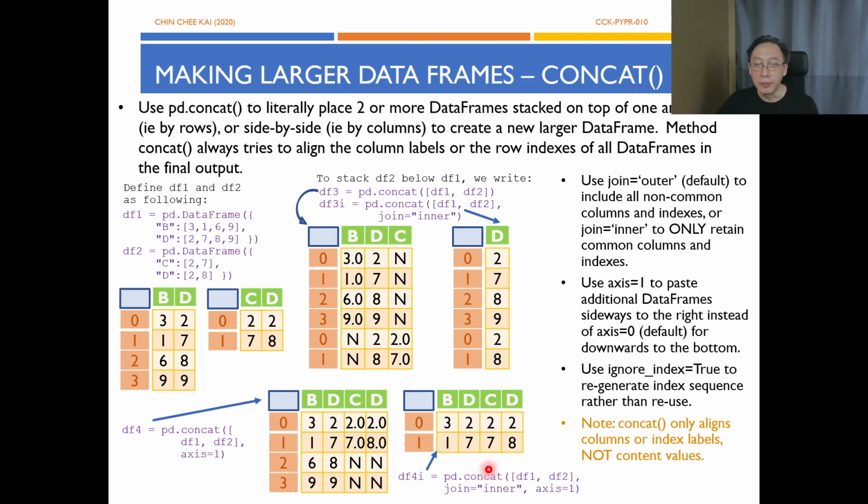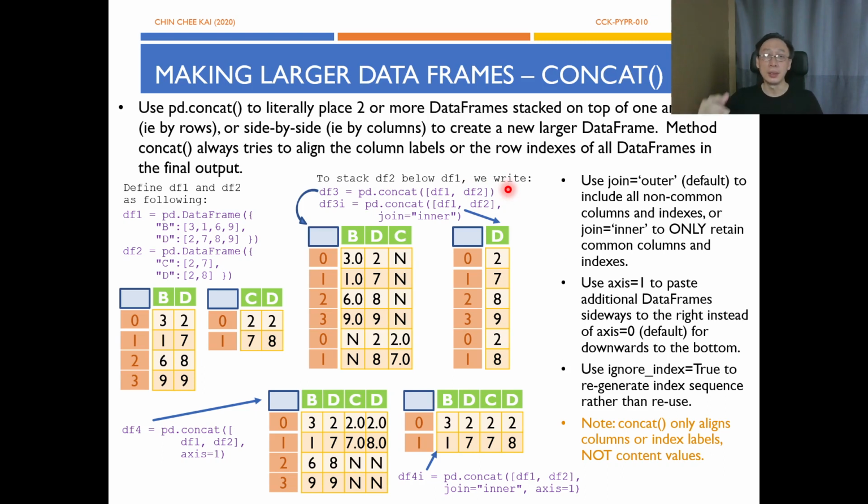What happens if we add something else like df3, and we don't put any axis equals 1? Well, then it's a little bit like dot append, but not the same. So pd.concat of df1, df2, a bit like df4 here, but without specifying axis equals 1 means axis equals 0.